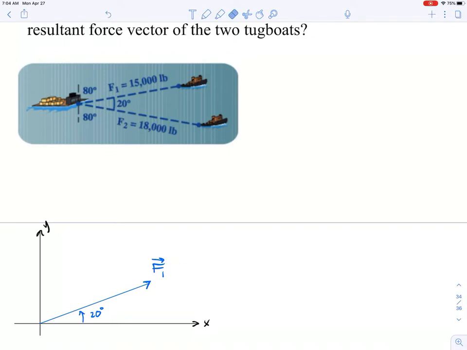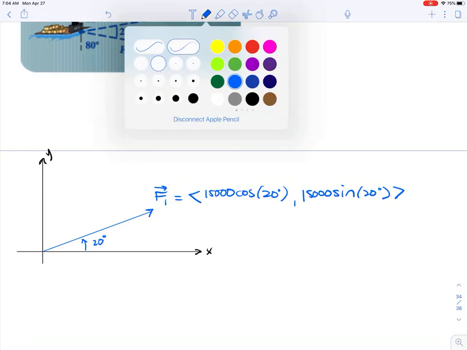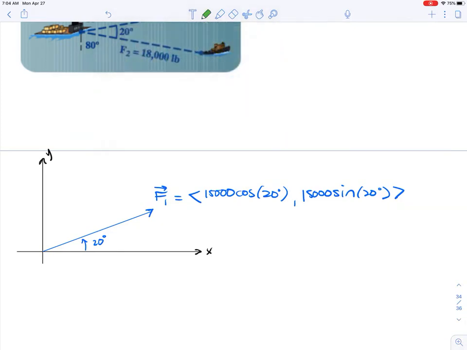Okay, so F1, and they don't have the arrow drawn over. If you want to draw the arrow over the top of F1, you can. It could be written in component form as 15,000 cosine of 20 degrees when we draw our picture like this. And then the vertical component would be 15,000 times sine of 20 degrees.